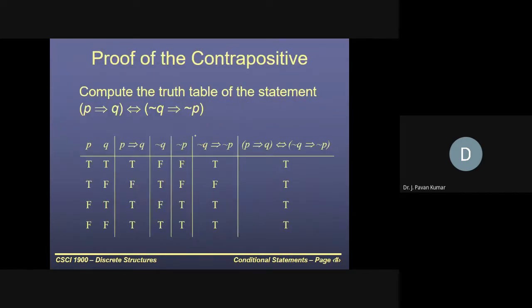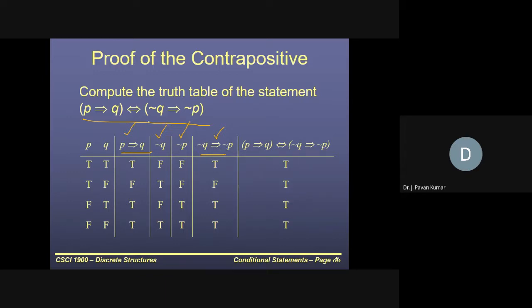Next, like this, we can compute the truth table of a statement. This is one of the examples: P implies Q bi-implies negation Q implies negation P. We will just substitute, right? P implies Q we know, negation Q we can write, negation P we can write. Negation Q implies negation P we have also seen earlier. This is equivalent to P implies Q only, right? Why? Because it is the contrapositive. P implies Q, the contrapositive is negation Q implies negation P.